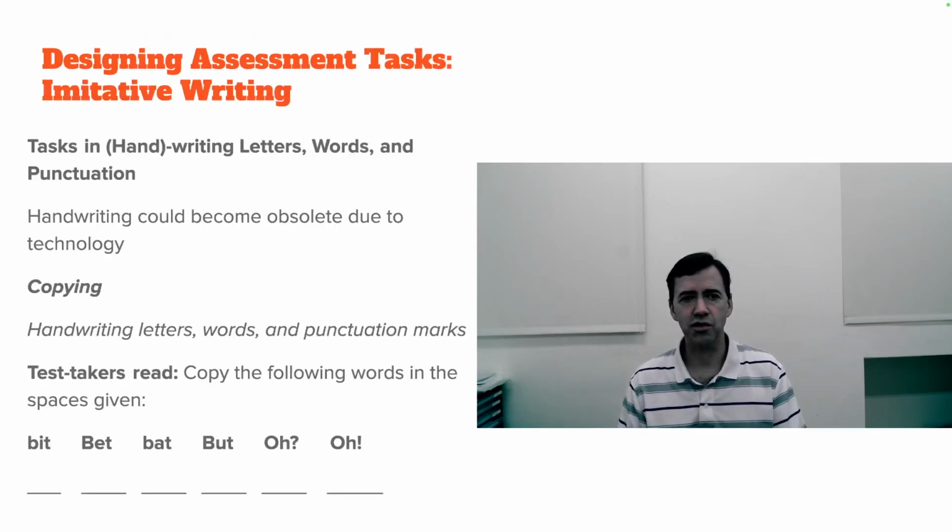So let's get into designing assessment tasks. So we'll start with imitative writing. Again, there are quite a few examples here. These are tasks in handwriting, letters, words, and punctuation. And the one thing I want to point out though is that the skill of handwriting, it's possible that this could become obsolete in the future.